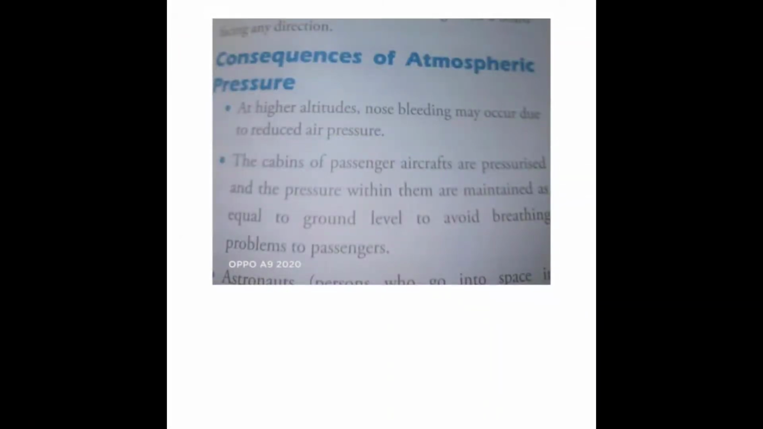The cabins of passenger aircraft are pressurized, and the pressure within them is maintained equal to the ground. Now you see in an aeroplane, when the flight is in the air at high altitude, still the passengers don't feel any difference. The reason is that the pressure in the aircraft is maintained the same as at ground level. If any doors or even any windows are open at that high altitude, then definitely they will face a problem. But the air is pressurized according to ground level.